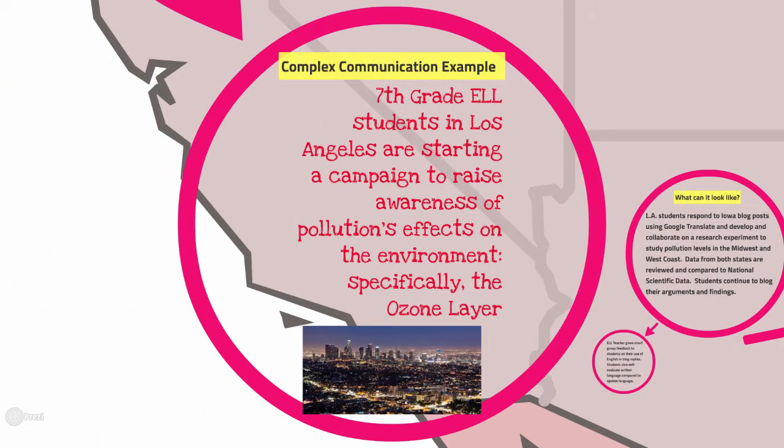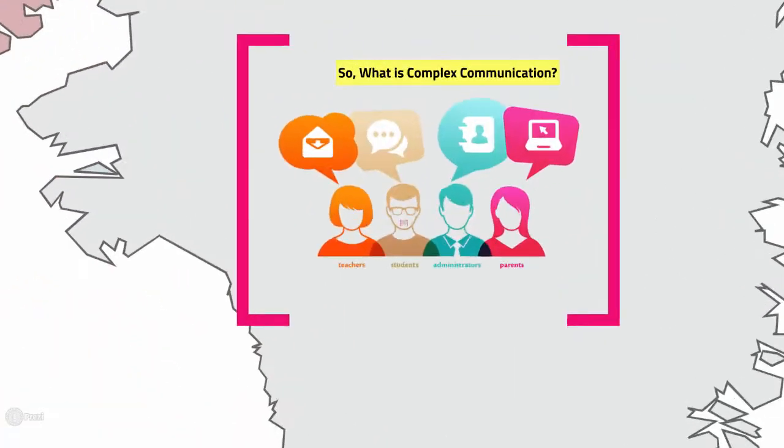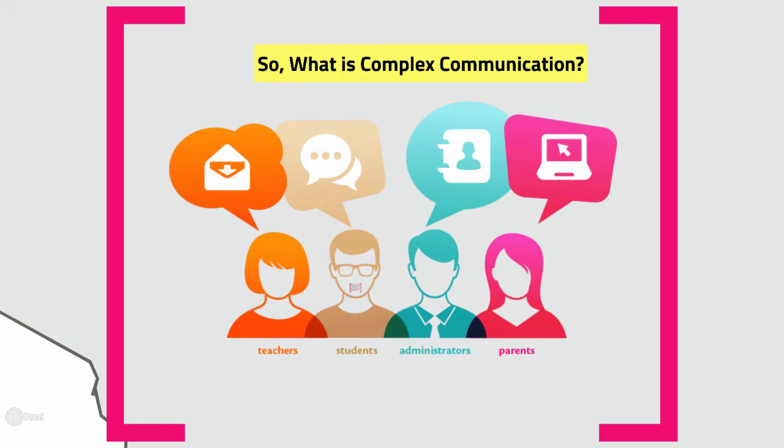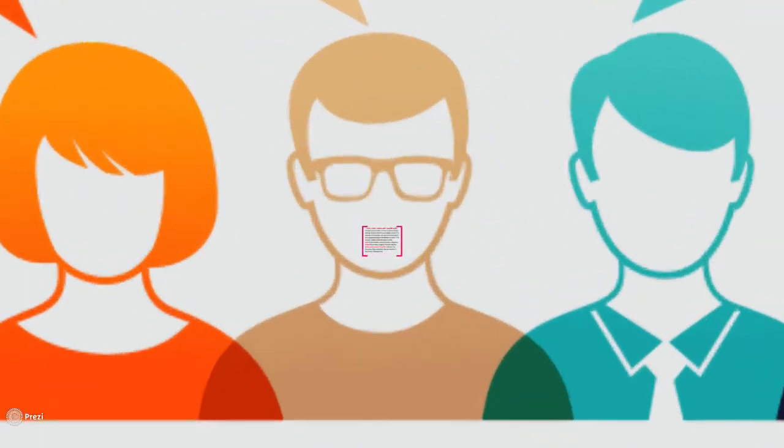At the same time, in Los Angeles, there are 7th grade ELL, English Language Learner students, looking at pollution's effects on the ozone. And they want to start going out and getting data and seeing how pollution, which is a reality for them, being in Los Angeles, affects everything in their environment. And so they want to also look outside of their environment as well, all at the same time as they're learning English. So let's put that example on pause and start talking about what complex communication really is.